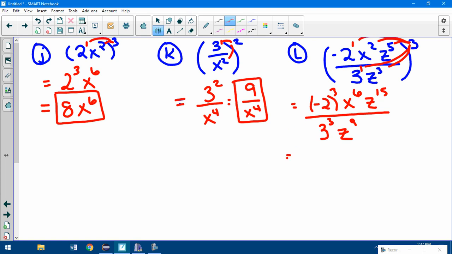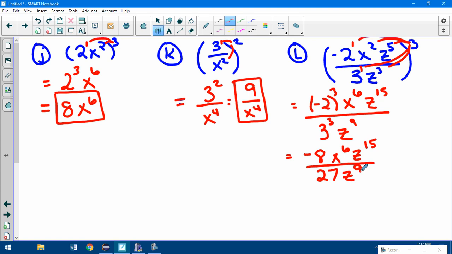Okay? So now let's evaluate this. What's negative 2 to the third? Negative 2 times negative 2 is 4, times negative 2 again, that's going to be negative 8. x to the 6th, z to the 15th. And what's 3 cubed? Don't say 9. It's 27, z to the 9th.